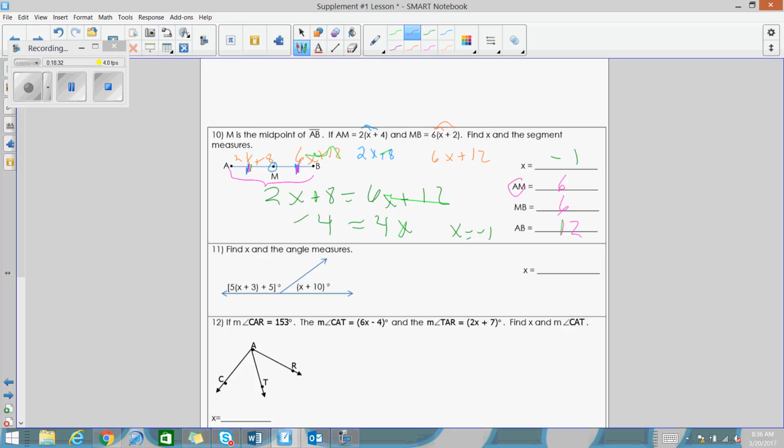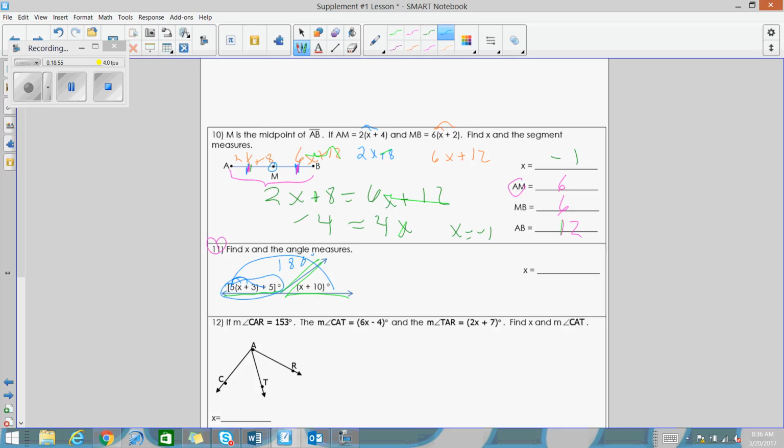Number 11, this angle and this angle is a linear pair. So this plus this should add up to equal 180. So you're just going to add these all up and set them equal to 180. The big trick is this guy right here. What I would suggest is distributing the 5 in.